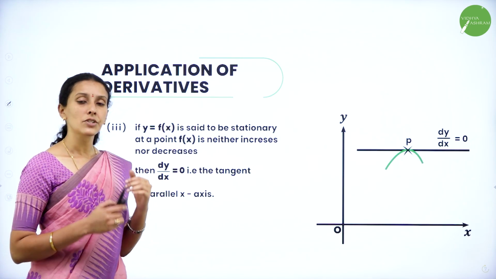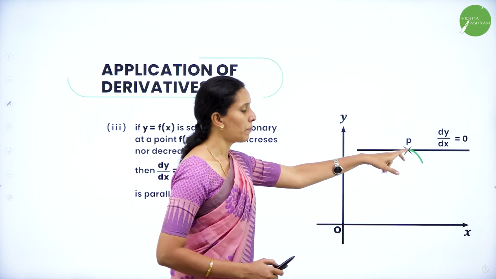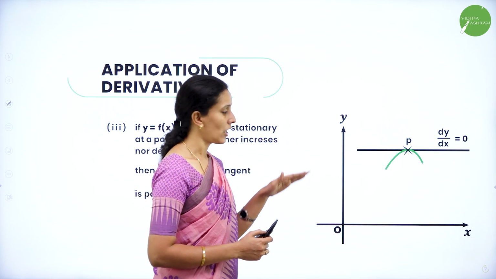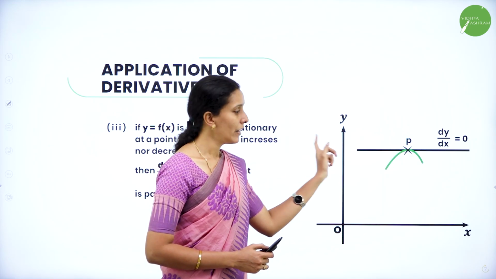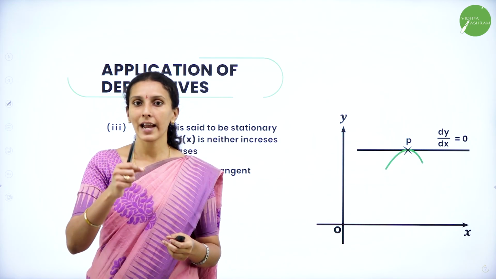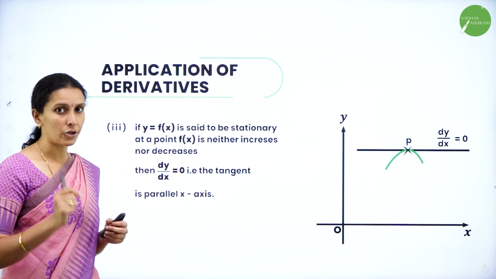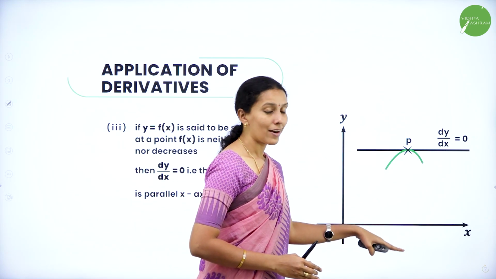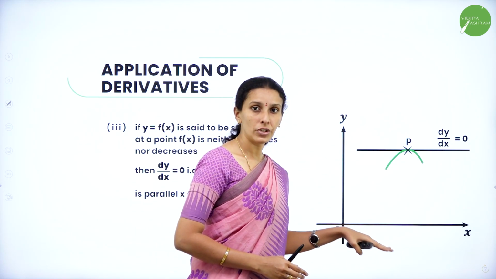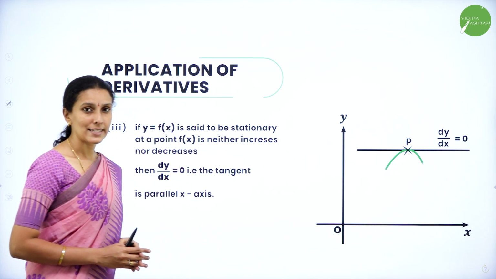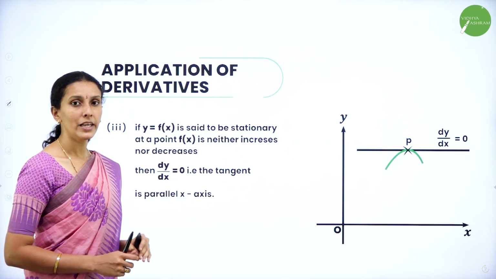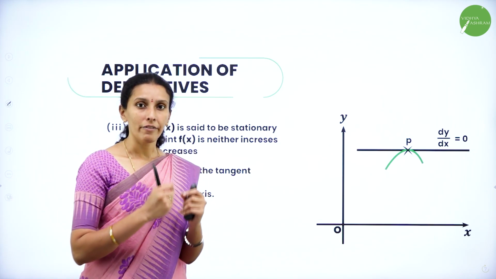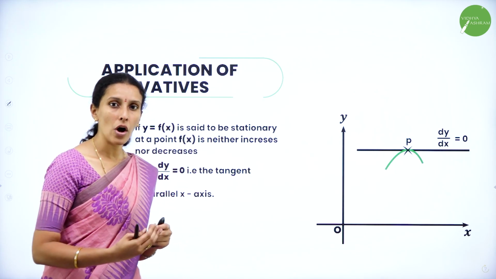Here there exists one more case. At particular point of a given function, the function is neither increasing nor decreasing. If you draw a straight line to the curve, it is tangent to the curve. That means a line touches the curve only at one point is said to be tangent. So at that particular point where the line is parallel to x-axis or tangent to the curve and parallel to x-axis, there that point is said to be a stationary point.